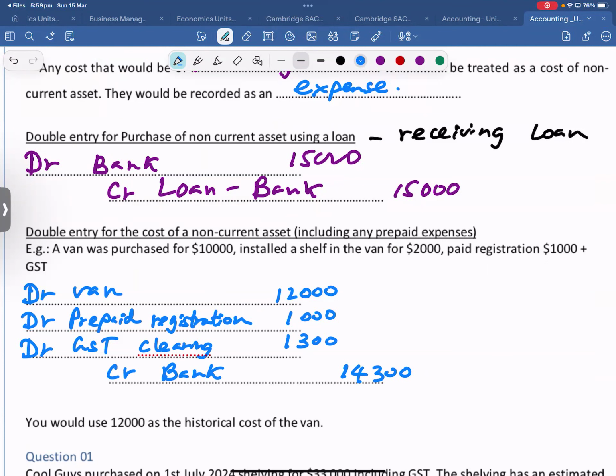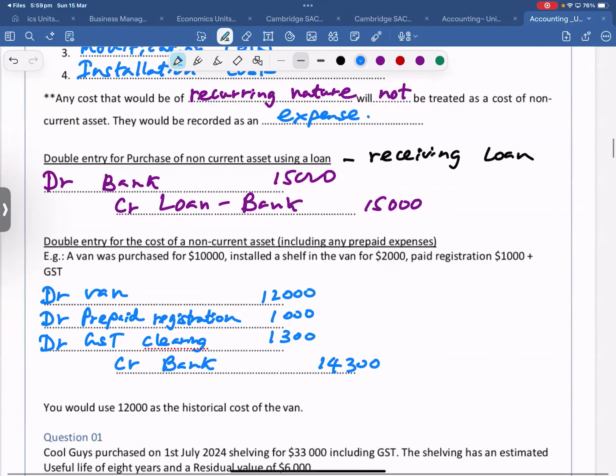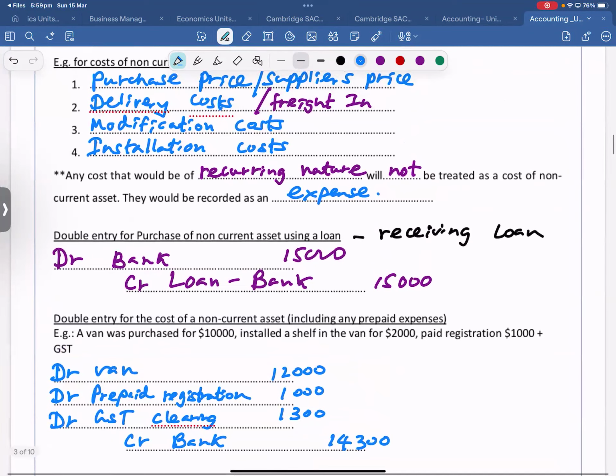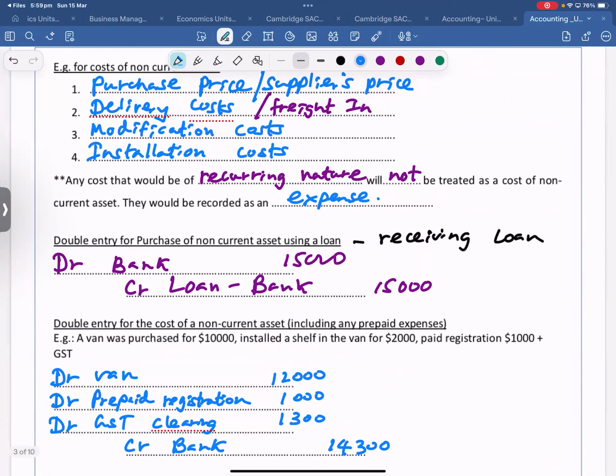Now, what are the costs of the non-current asset that we record in the non-current asset account? Any cost that has been incurred that would provide future economic benefits. That's important. So then you can ask me, what about the registration? Doesn't it provide future economic benefits? No. They provide economic benefits only in this current period. They basically consume the economic benefit.